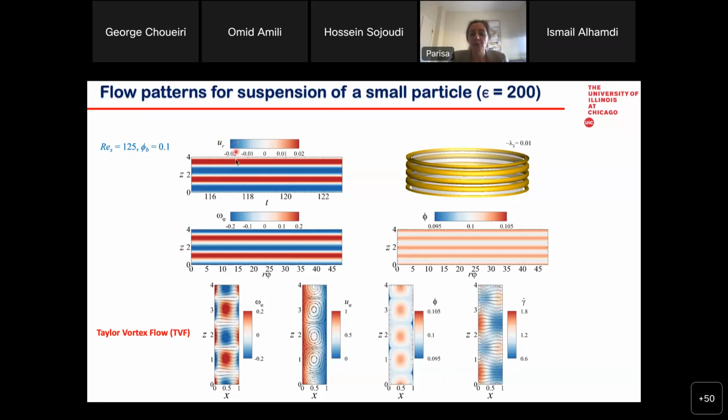So here is showing the radial or azimuthal velocity profile. This shows the vorticity in the radial direction, and these are the axial vorticity, velocity, concentration, and shear rate. What is interesting in all of those scenarios, you could exactly see the Taylor vortex flow, or those counter-rotating rollers that occur in between the flow.